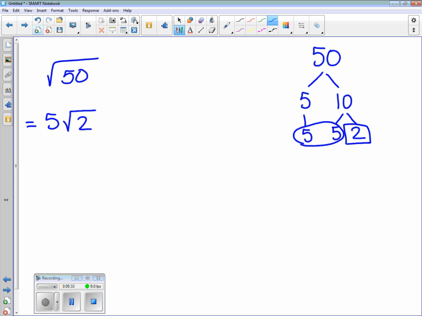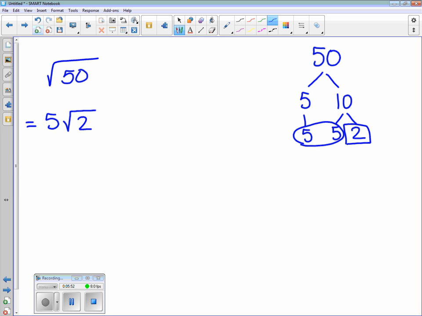Type into your calculator 5 radical 2. Make sure you get 7.07 whatever. Did you? So you have a way to check your answer, don't you? If I type the original one in, and I type what I think the answer is, and I get the same decimal, I did it right.